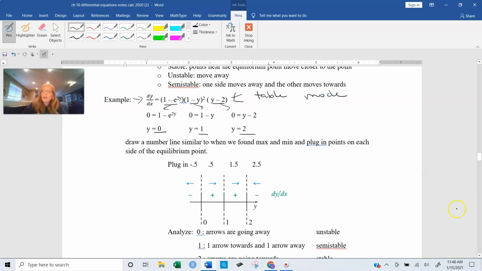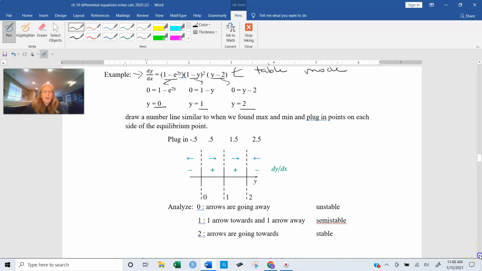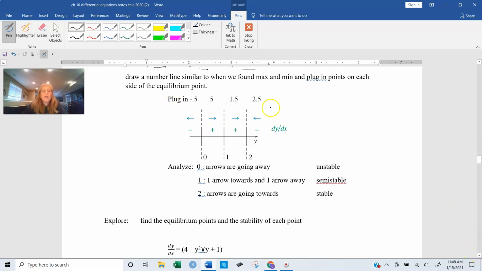Just like before, nothing unusual here. Now we're going to plug in a point on each side of our equilibrium points. So I chose negative 0.5, 0.5, 1.5, and 2.5. It really doesn't matter. When I plugged in the negative 0.5, I got negative 3.56. 0.5 is 0.64. 1.5 is 2.4. Positive is all we truly need. And 2.5 was a negative 165. So I had a negative, a positive, and a negative.